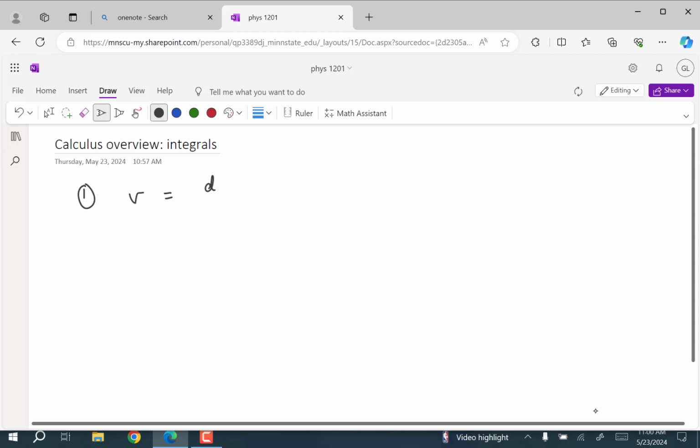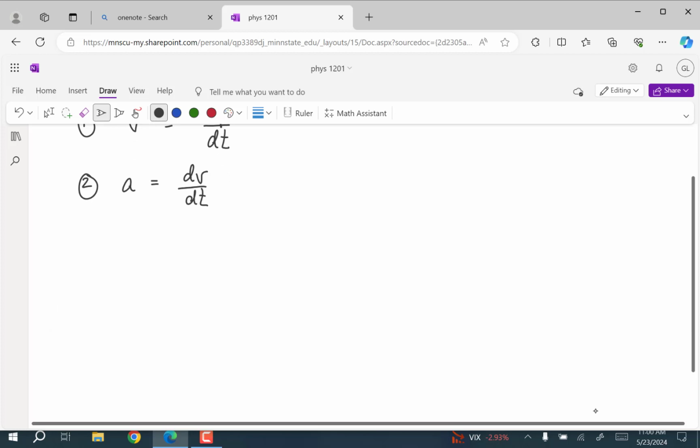Velocity is the derivative of the position with respect to time. Second, the acceleration is the derivative of the velocity with respect to time. Third, the angular velocity of a rigid body is the derivative of the angular position with respect to time. Fourth, the angular acceleration is equal to the derivative of the angular velocity with respect to time.